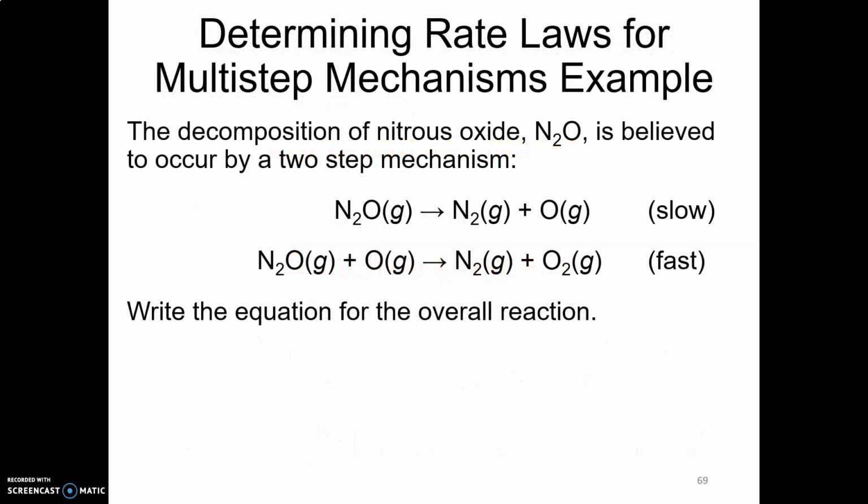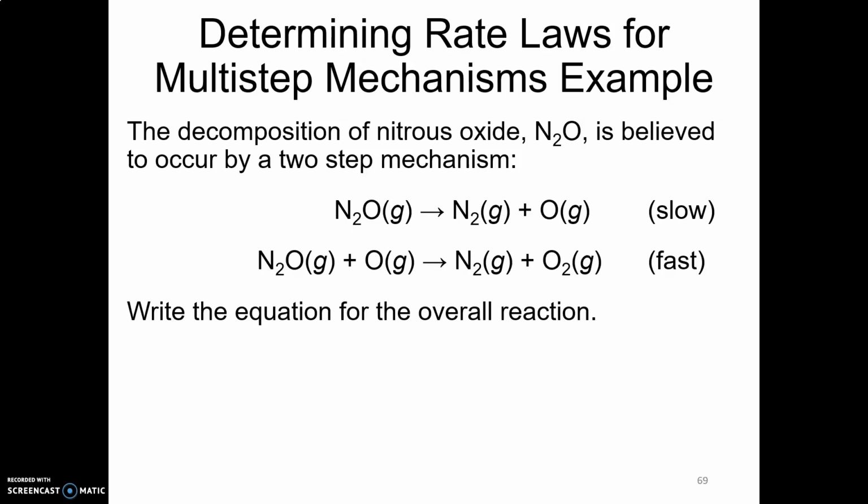Okay, so let's do some practice. Here we have a multi-step mechanism. The decomposition of nitrous oxide, N2O, is believed to occur by a two-step mechanism. And there's the mechanism, and I'm telling you which one is slow and which one is fast. I will always give you the mechanism, and I will always tell you which one is slow and fast. So do not worry about that.